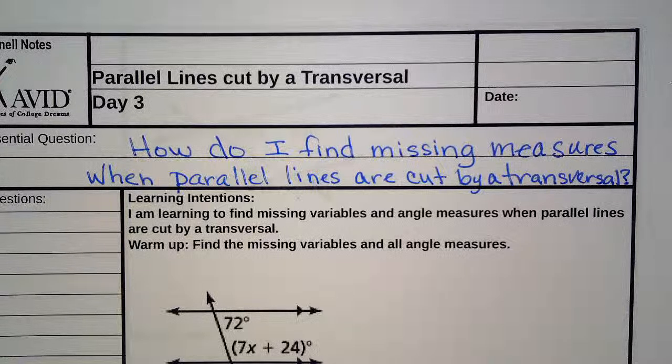Today we're looking at parallel lines cut by a transversal again. Specifically, we're going to try to get more familiar with what is congruent and what is supplementary. So your essential question is, how do I find missing measures when parallel lines are cut by a transversal? Learning intention: I'm learning to find missing variables and angle measures when parallel lines are cut by a transversal.